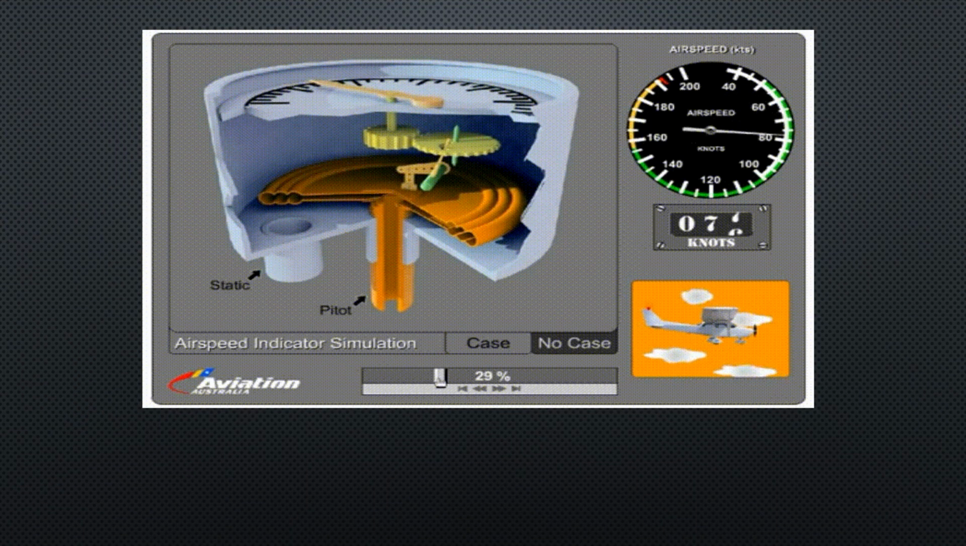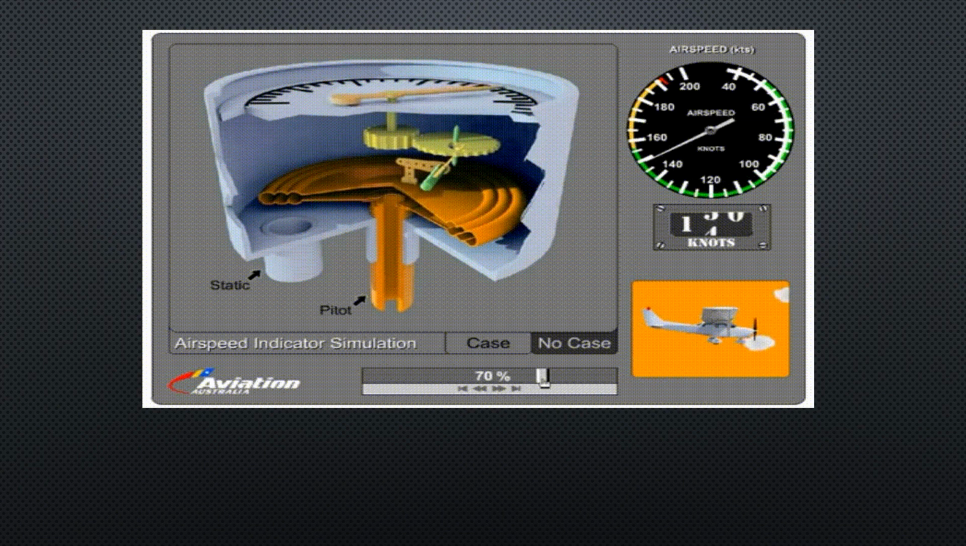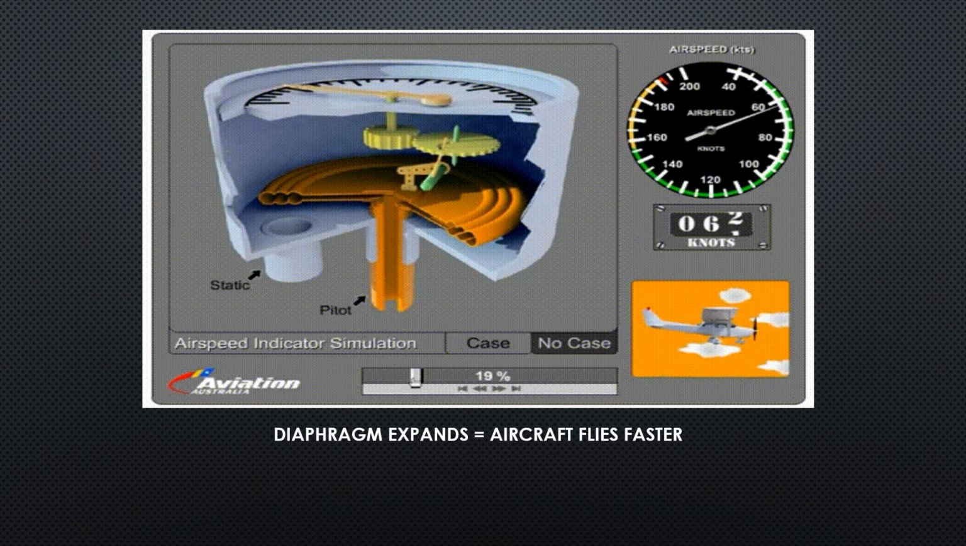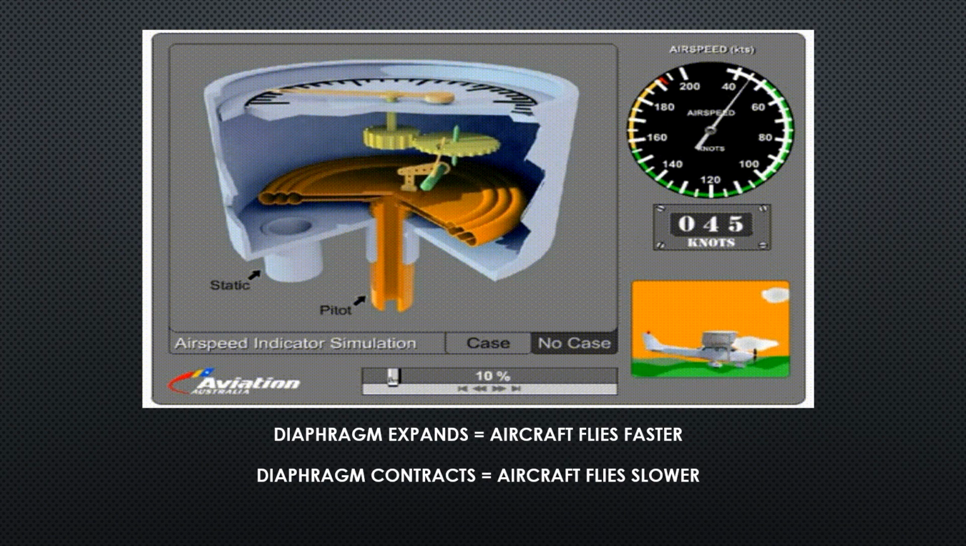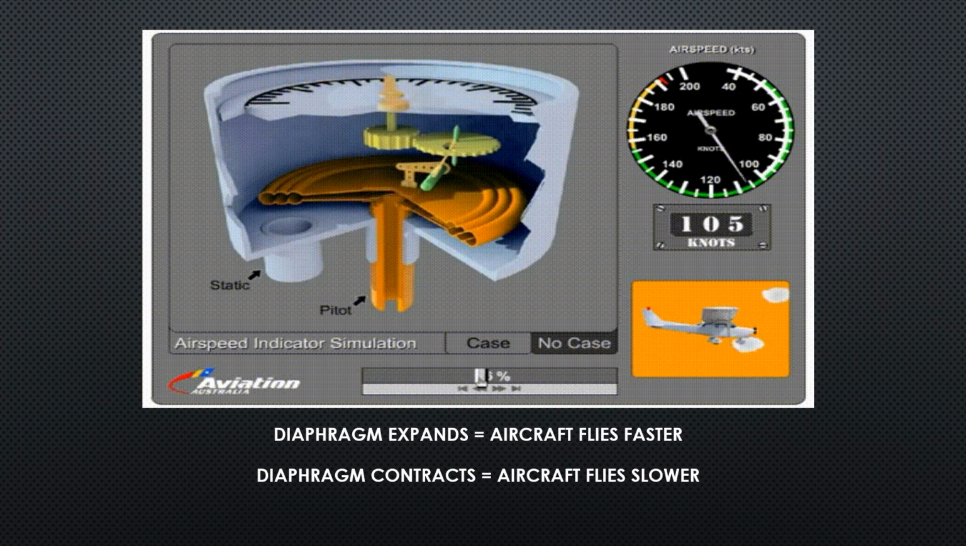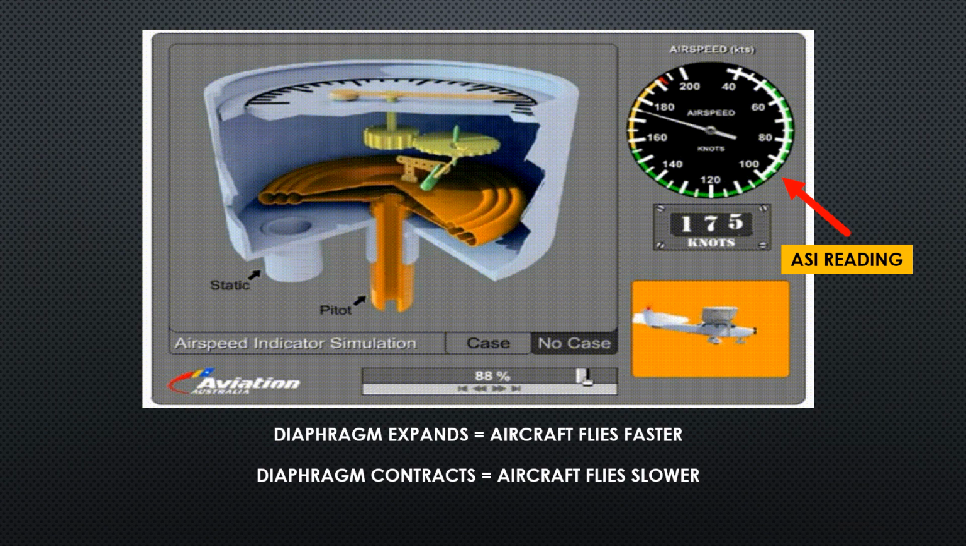The dynamic pressure causes the diaphragm to expand or contract. It expands as the aircraft flies faster, and contracts when the aircraft flies slower. The mechanical linkages connected to the diaphragm translates the information into airspeed reading on the ASI.